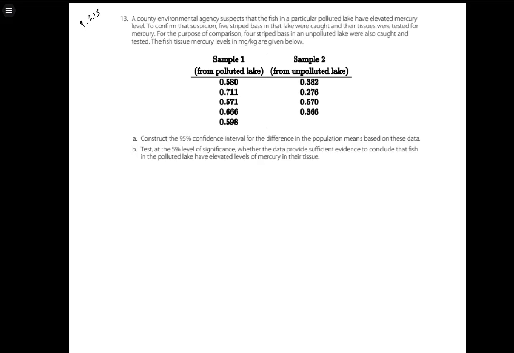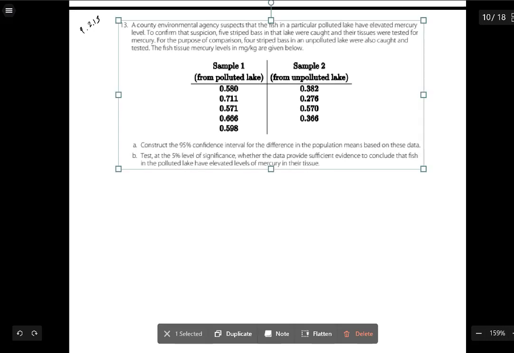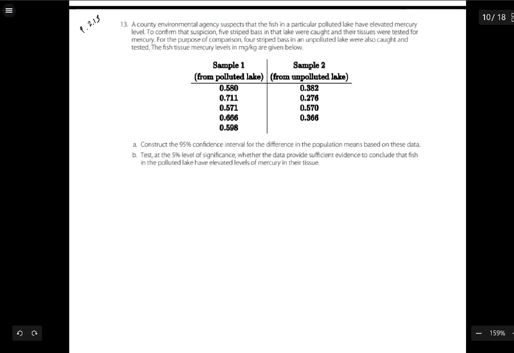Okay, there are 2 sample sets. Then A: construct a 95% confidence interval for the difference in the population means based on these data. So for A, the 95% confidence interval, my alpha is going to be 0.05.